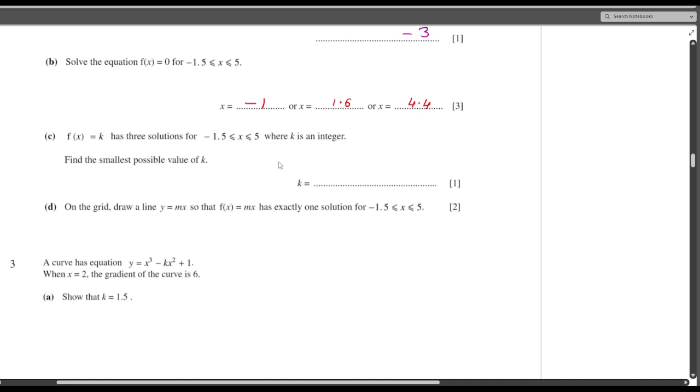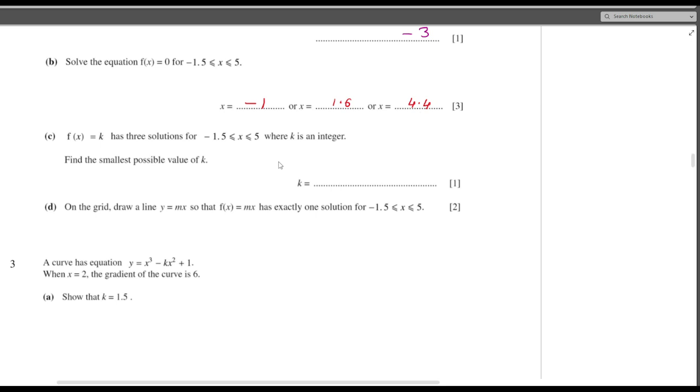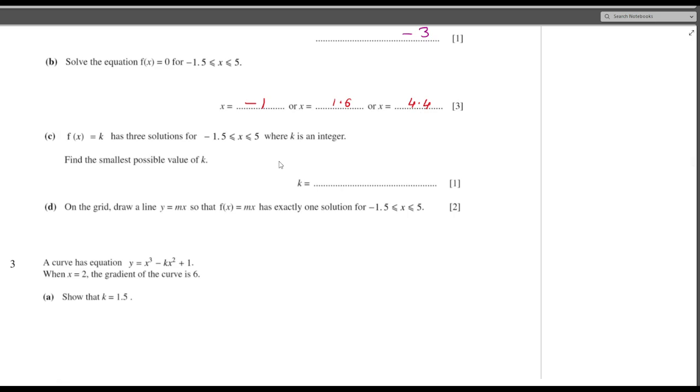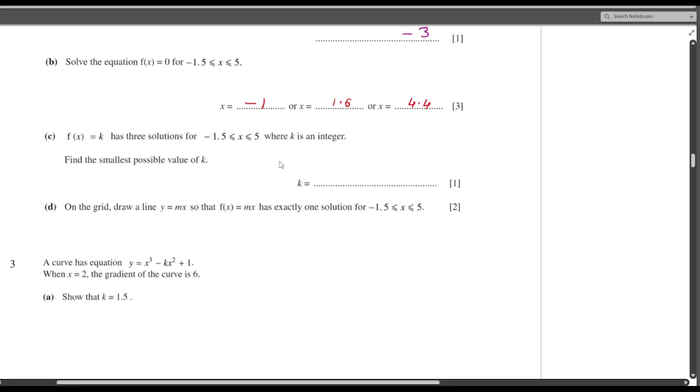Now C part. f(x) is equal to k has three solutions where k is an integer. Find the smallest possible value of k. Okay, now f(x) equal to k. f(x) is your y, so y is equal to k. Now when you say y is equal to k, you have to draw a straight line parallel to the x-axis. Definitely in the past you have learned how to draw y is equal to some number.